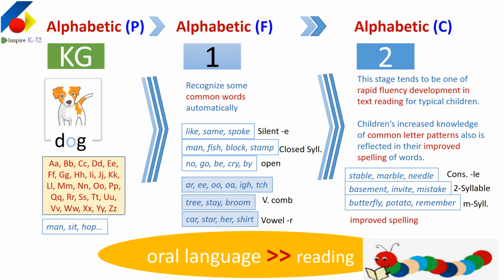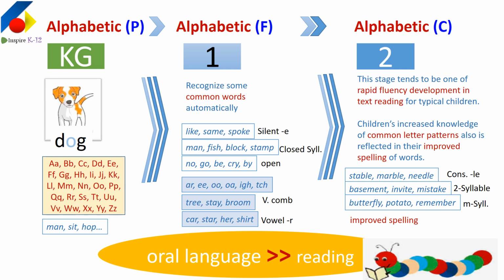And next stage comes, which is fully alphabetic stage, they call it. Common words they know, and vowels, a little bit complex vowels like silent E, or closed syllables, or open like no, go, be, and vowel combinations. Also, they start an awareness. At this stage, then their speed increases a lot, right? Their speed increases, and they start identifying the common patterns, which we call consolidated alphabetic stages, where the consonants and multisyllable words also start coming in the vocabulary.